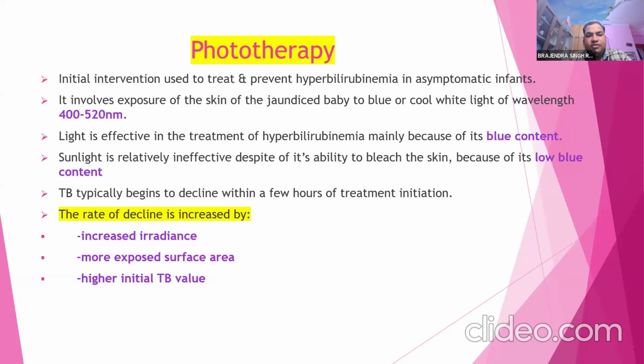Total bilirubin typically begins to decline within a few hours of treatment initiation. The rate of decline is increased by increased radiation, more exposed surface area, and higher initial total serum bilirubin level. So these three important points mean: if we increase the irradiation of phototherapy, the bilirubin level falls faster. If we expose more body surface area, it falls faster. Second, if a baby comes with a very high bilirubin level and you put him on phototherapy, initially the bilirubin level falls very quickly.